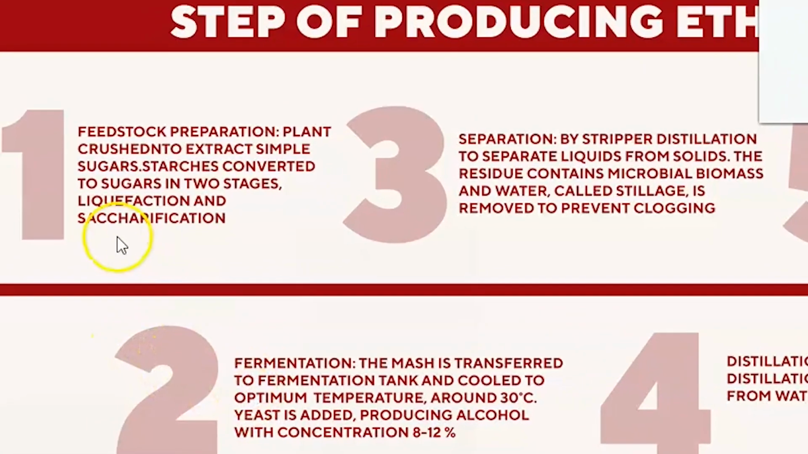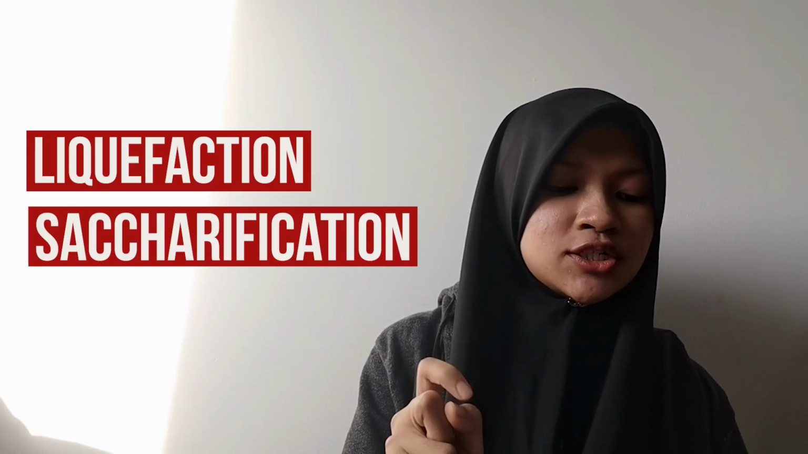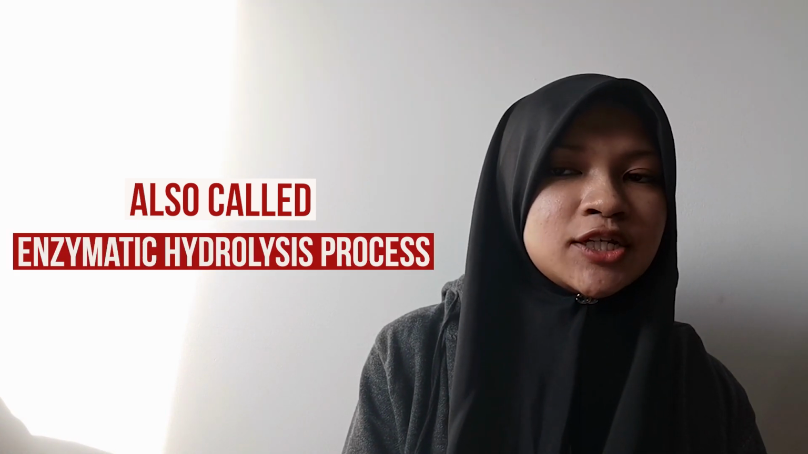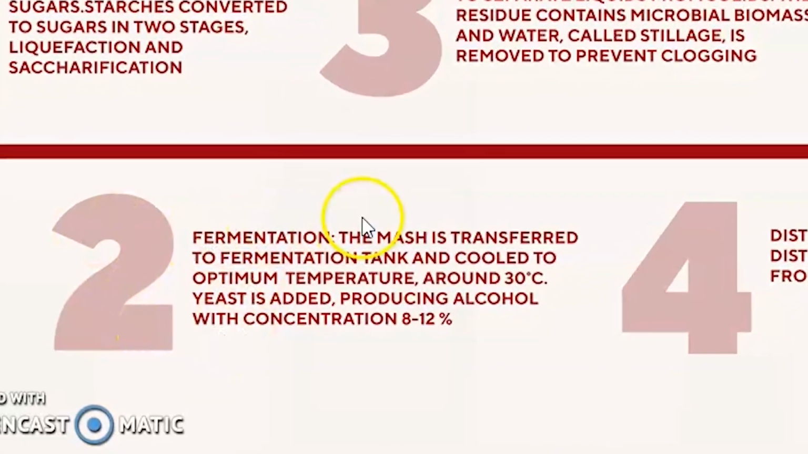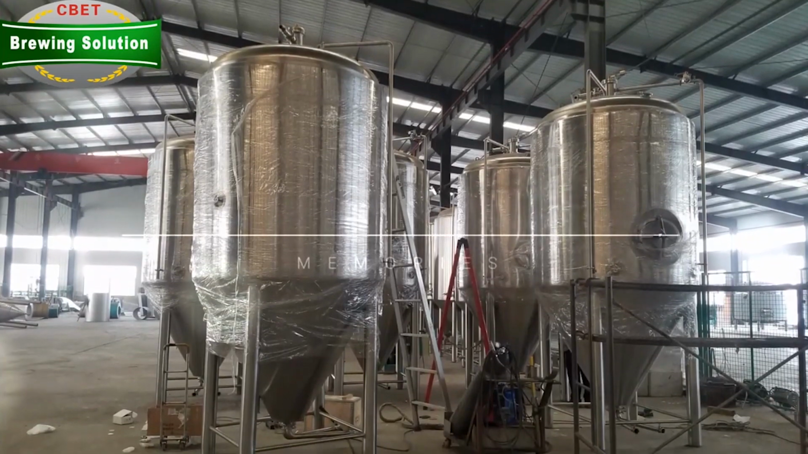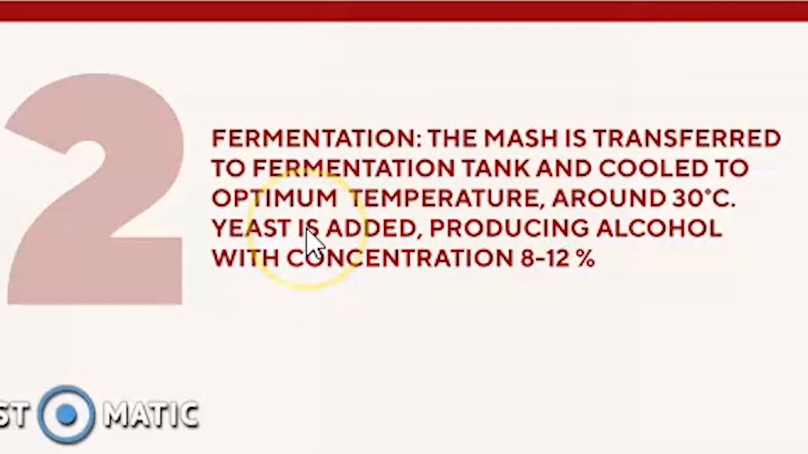and dehydration. So, for the first, feedstock preparation, the starting material is crushed to extract simple sugars and starch. The starch will be converted to sugars in 2 stages: liquefaction and saccharification, where water and enzymes are added and also heat is used. This is also called enzymatic hydrolysis process. Second step, fermentation. In the fermentation, the mash is transferred to the fermentation tank and cooled to optimum temperature around 30 degrees Celsius. Then yeast is added, producing alcohol with concentration of 8 to 12%.